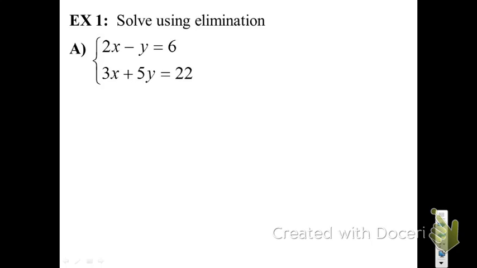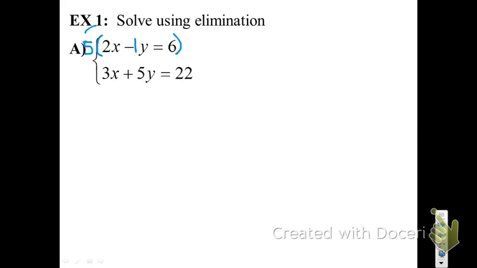So here's our system. We're going to solve this. The first thing you're going to look at, as I always say, is: is it easy for a 2 to become a 3 by multiplication? We can see that no, that's not very easy, but can a 1 become a 5 by multiplication pretty easily? The answer to that is yes. So what we're going to do is multiply this entire equation by 5, so that we have 5's here and one of them is opposite.